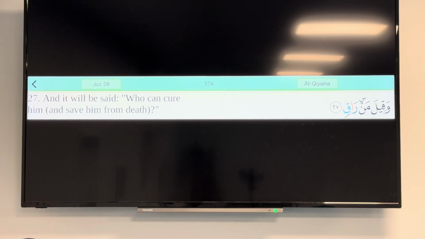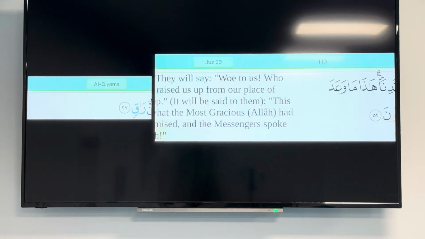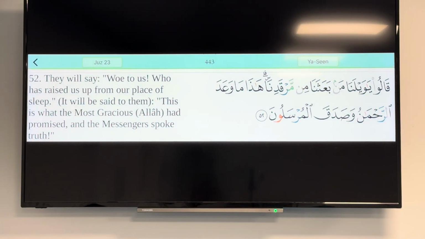Death is one thing, brothers, that we know has no reversal. It's only in Allah's hand. If somebody dies, there is no way to bring them back to life except that Allah does. So in the context of this verse, it will say, who can cure him? It means, who can bring him alive after he has died. Okay, let's look at another example, brothers. This is Surah Yasin.